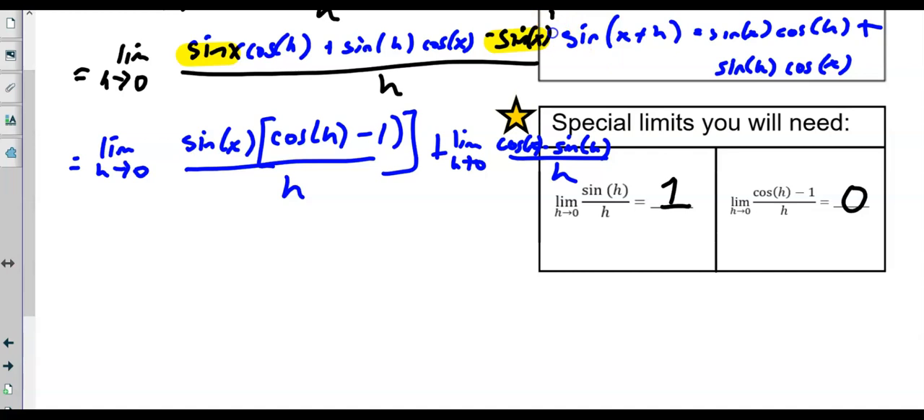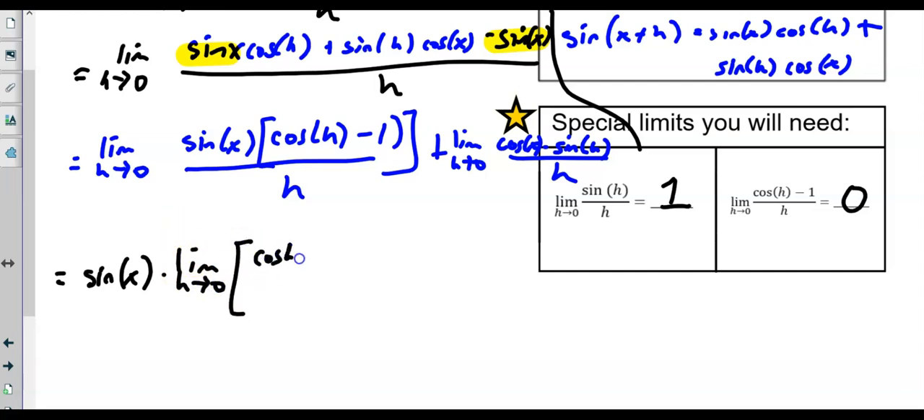Okay, next. The next thing I can do is take the sine x out. Now, if you haven't seen that before, that's confusing. But the reason I can take sine x out is because the variable for the limit is h, not x. So anything that doesn't have the matching variable for the limit gets to go in front of the limit. So sine x comes out, and everything else inside stays the same. So the limit as h approaches 0 of cosine of h minus 1 over h stays there. That's for the first part.